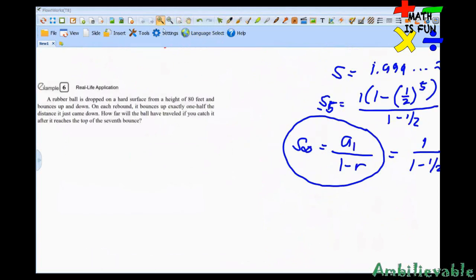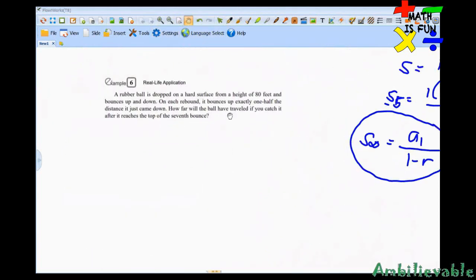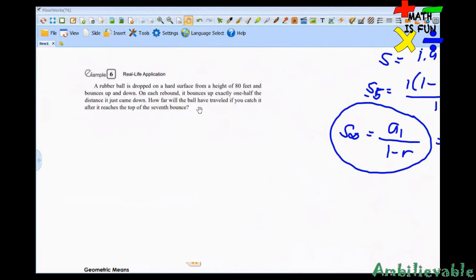Example 6. A rubber ball is dropped on a hard surface from a height of 80 feet and bounces up and down. On each rebound, it bounces up exactly one half the distance it just came down. How far will the ball have traveled if you catch it after it reaches the top of the 7th bounce?